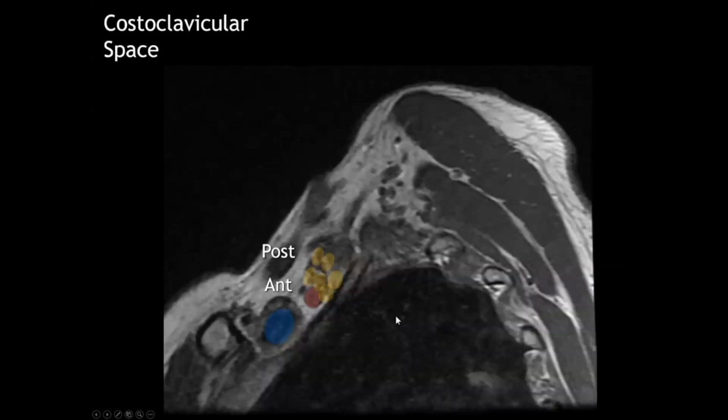As we move more peripherally, we move into the second anatomic space, which is the costoclavicular space. And we can identify those 6 divisions. So those upper, middle, and lower trunks have each divided into anterior and posterior divisions to form 6 nerve groups. We can see the relationship of the subclavian artery to those divisions.